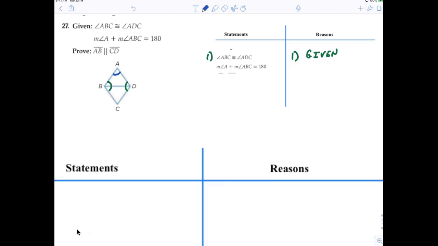Maybe I don't. Say what you're gonna say again. The measure of angle A plus measure of angle ABC is 180. Yeah, because we just did a substitution. Okay, you're right. I don't have to do something else. He's right, because what we're doing is we're replacing ABC with what? ADC. Now, it says they're congruent, so probably one of the answers is definition of congruence.